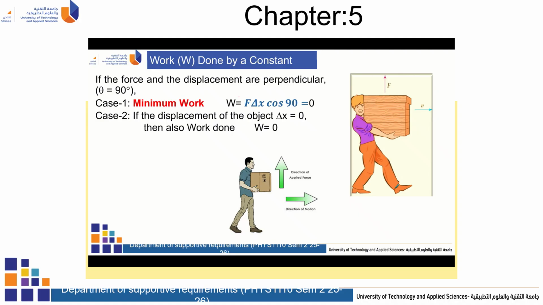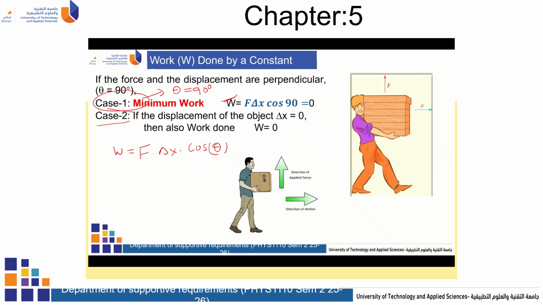Actually, in case number one, the theta here is 90. So due to theta 90, this work is 0. And in case number two, this is the formula for the work: W equal to force multiplied by the displacement and cosine theta. This is the normal formula for the work.